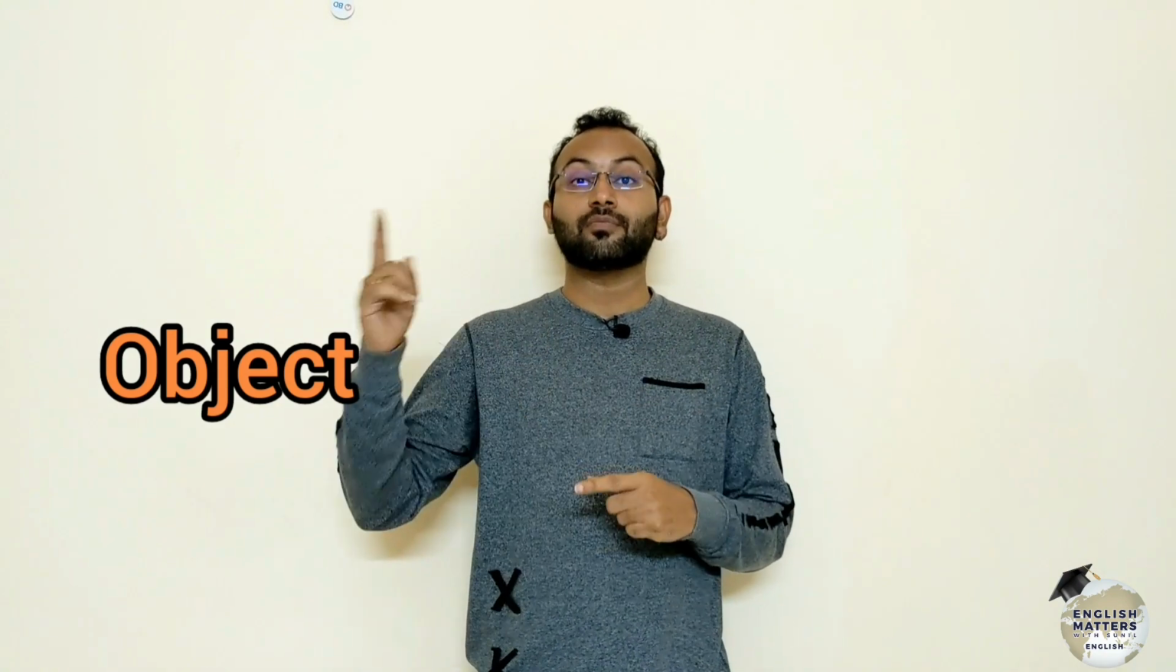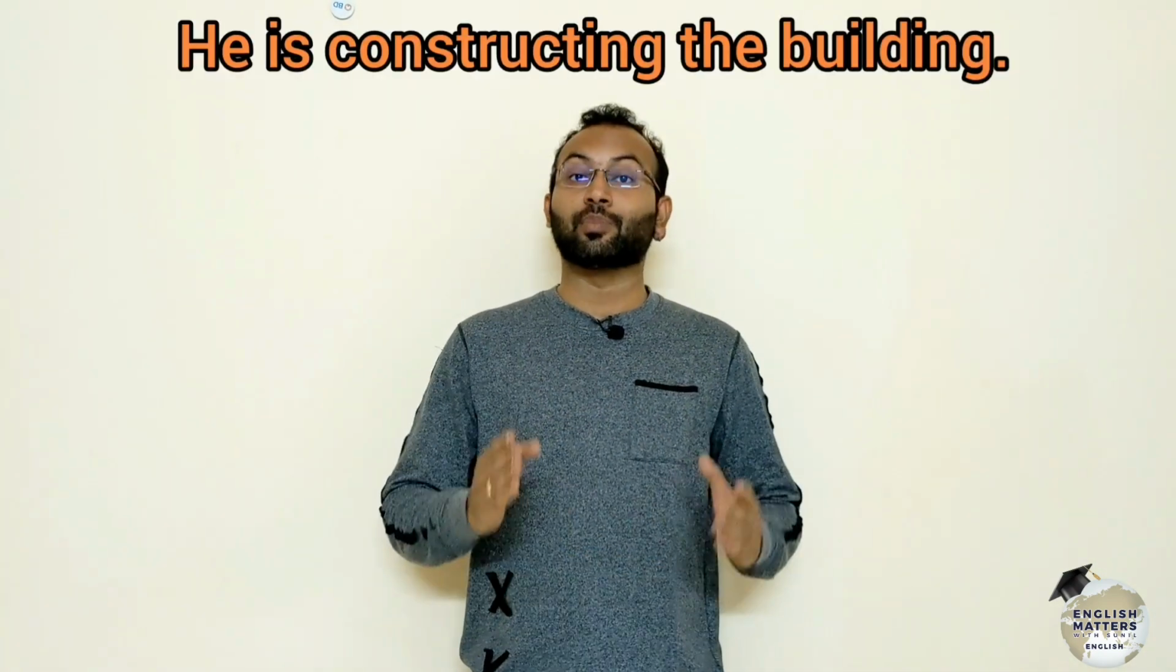They are the action, which is the verb done by the noun or the pronoun, which is the subject, and who is receiving the action. Here the action part, which is the verb, we will discuss in the coming videos. So for now, we are focusing more on the object. If the doer does something, the one who receives the action done by the subject is nothing but the object. For example, he is constructing the building.